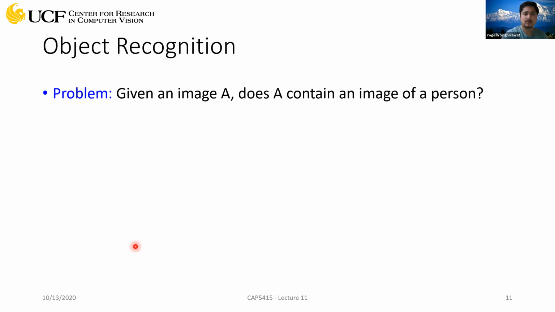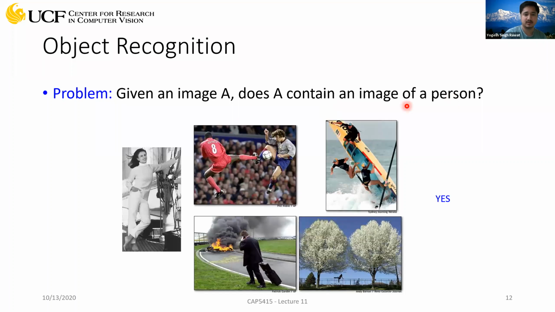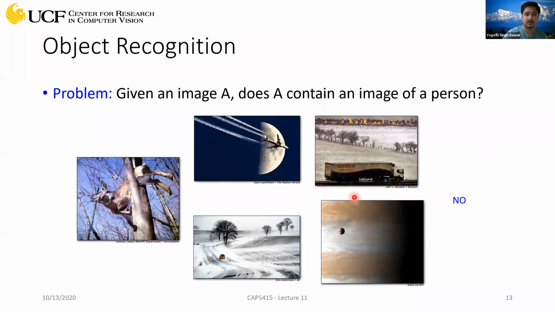Now let's talk about this problem of object recognition. The problem is that you will be given an image, and I think we have also covered this in some of the previous lectures. Given an image, you have to figure out whether it has a particular object, in this case whether a person is present in the image or not. All these are positive samples, and all these are negative samples. If this is a binary classification, then it will be just a yes or no answer.